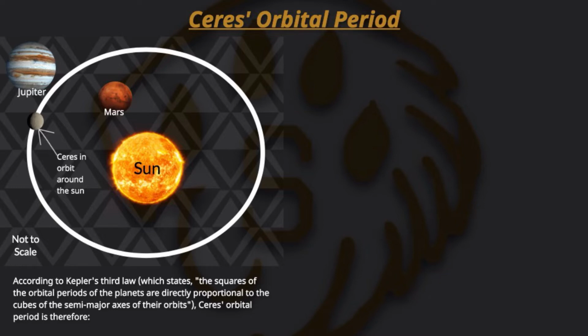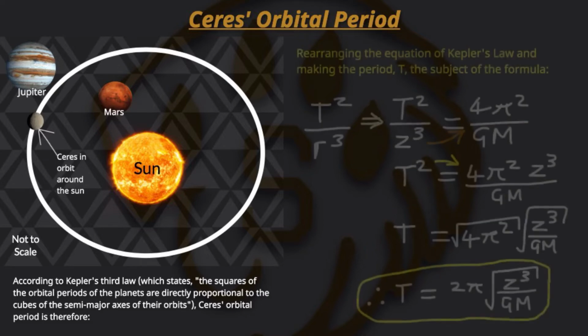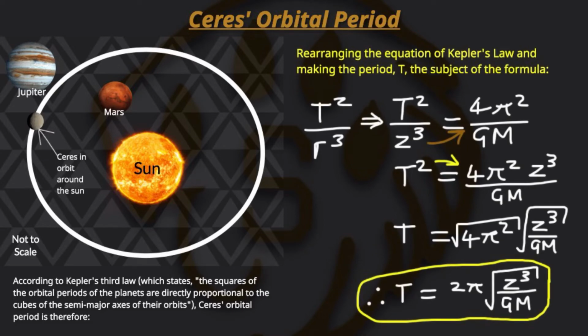So let's look at the note at the bottom left corner there. According to Kepler's third law, which states the squares of the orbital periods of the planets are directly proportional to the cubes of the semi-major axis of their orbits, Ceres' orbital period is therefore... By rearranging the equation of Kepler's law and making the period T the subject of the formula, we then get the alternative formula, which is easier to use with the variables that we already have.